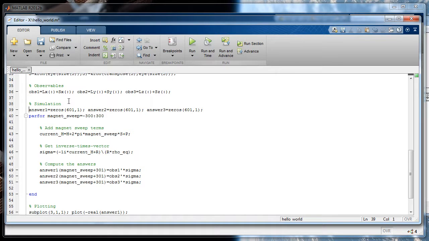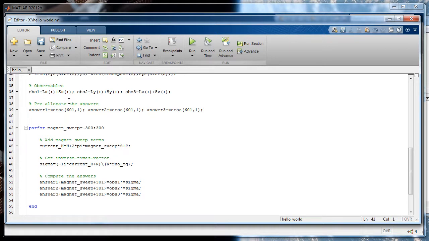Let's call this pre-allocate the answer. So we are pre-allocating the answers, otherwise the parallel loop wouldn't work.